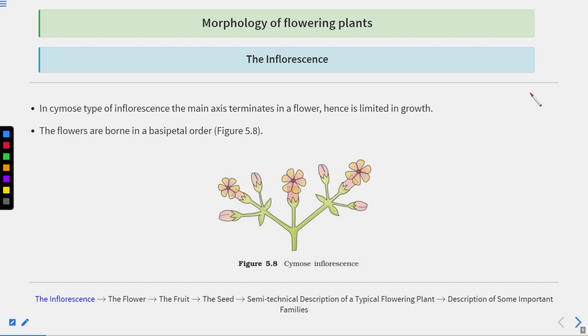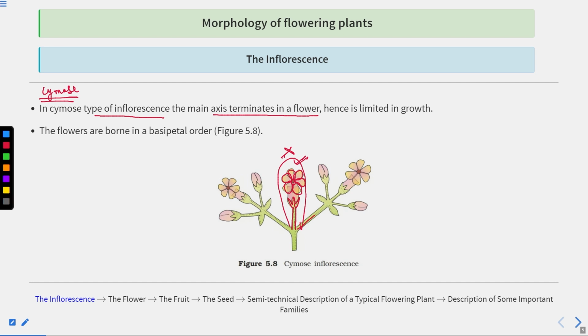Now the second type is the cymose type of inflorescence. What we see in the cymose type is that the main axis terminates in a flower. Here you can see this is the main axis, and it terminates into a flower, hence it is limited in growth. When it terminates into a flower, there is no growth at this particular point. The growth is stopped here. It is terminating in the form of a flower.